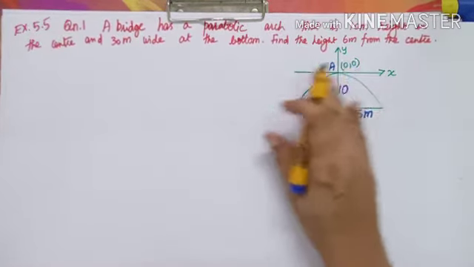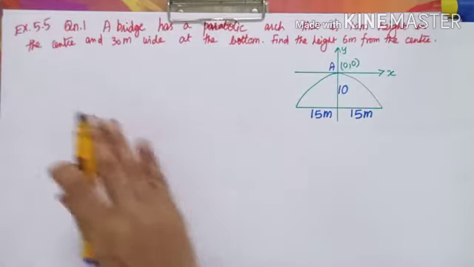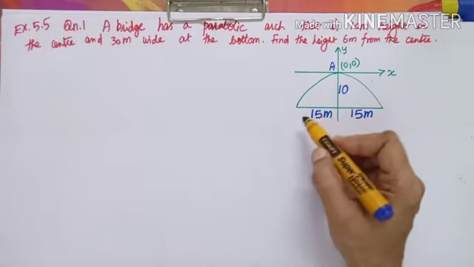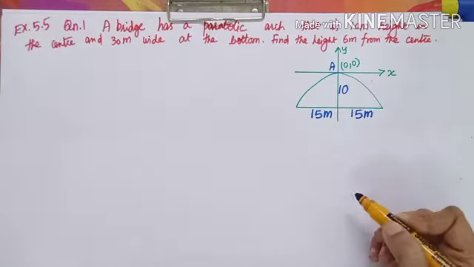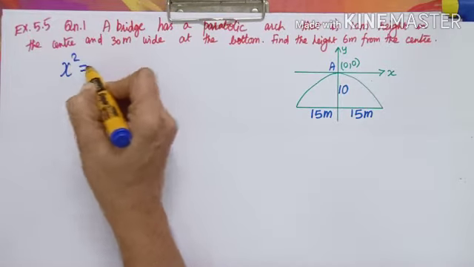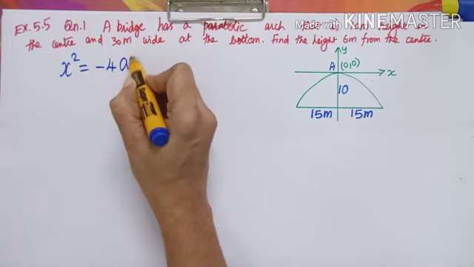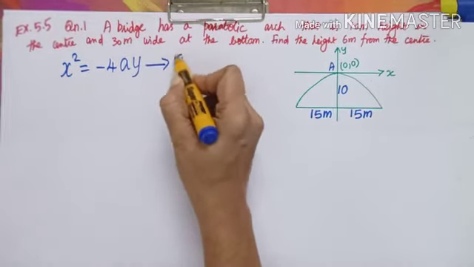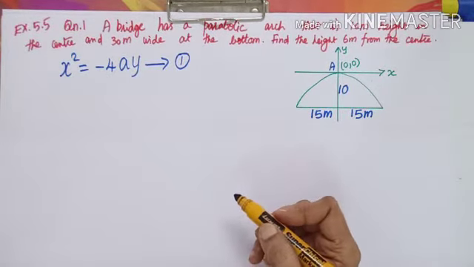Now, with the given conditions, let us see what all we can write. For a parabola facing downward, we write the equation x square is equal to minus 4ay. Call this number 1.